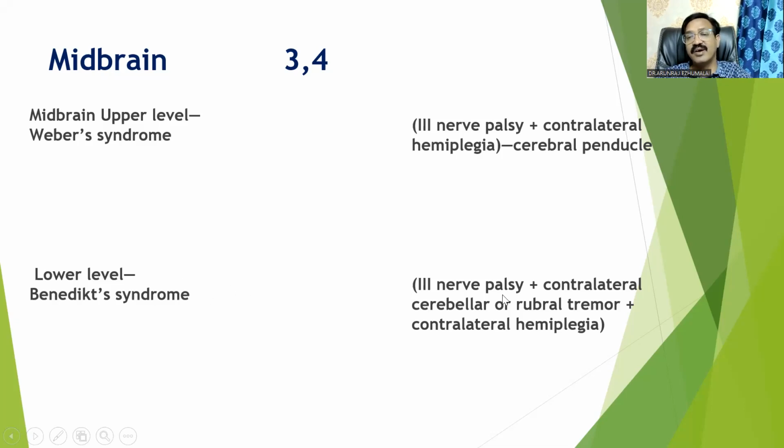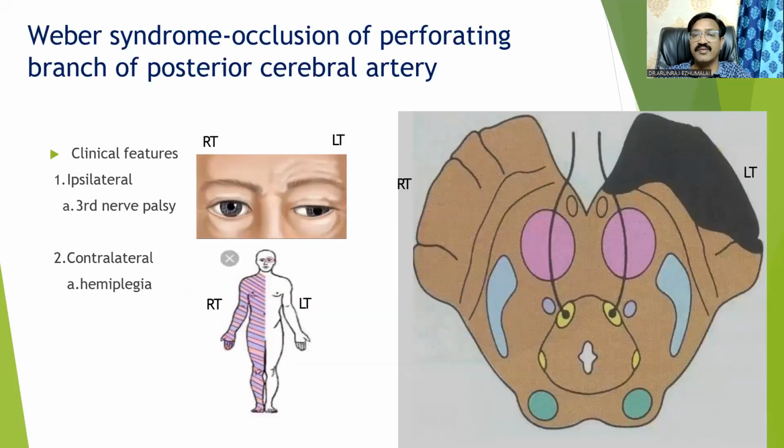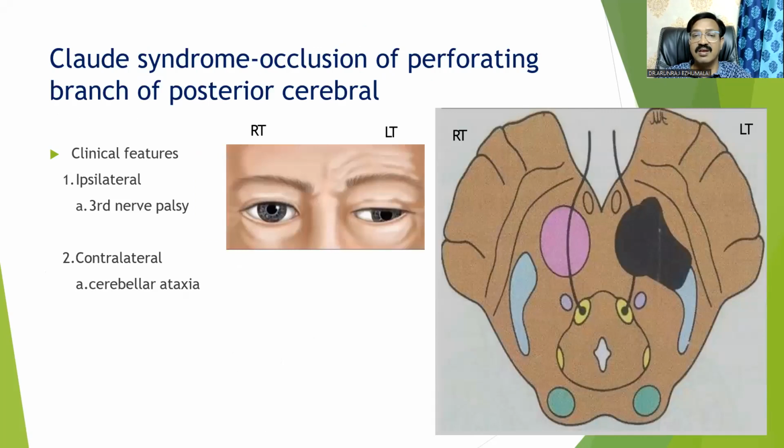Benedict syndrome: third nerve palsy with contralateral cerebellar tremor or rubral tremor with hemiplegia. You have to suspect Benedict syndrome. So when there is third nerve palsy, it is midbrain level. Weber syndrome we have already discussed. Claude syndrome, as I say, is third nerve palsy with contralateral ataxia.